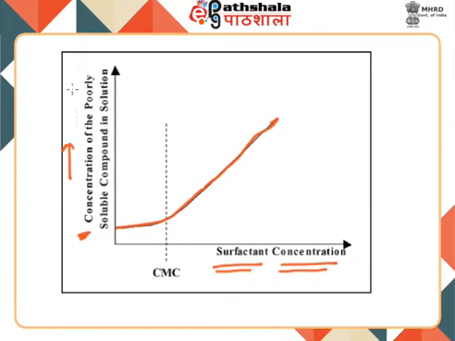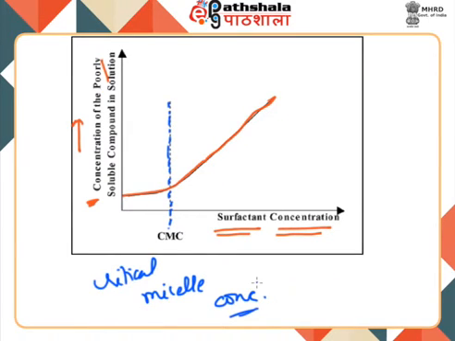As the surfactant concentration increases, the concentration of the poorly soluble compound in solution increases, but that happens only after a point when it reaches the CMC value. And CMC, you know, is the critical micelle concentration. So what we can say is that below the CMC, there is no solubilization. There is no solubility when you have the concentration in this range.